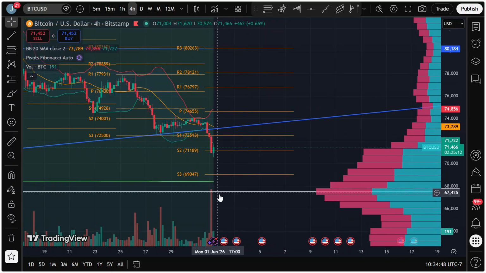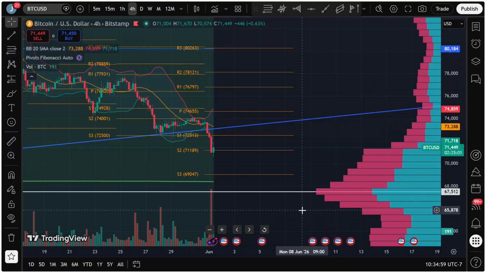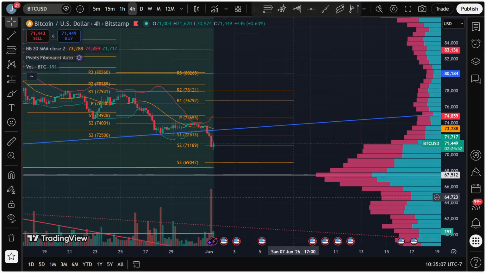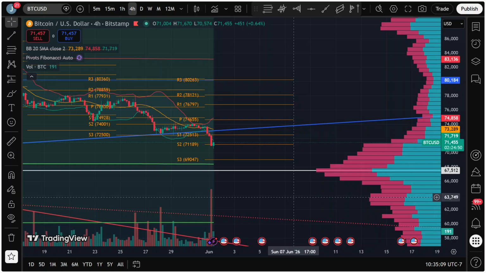And then the other most important thing is this guy right here. This is the point of control on the anchored volume profile, at least since I set it, which I believe was like last December or something like that. It is right here at about 67.5K. Which just means that's the highest point of volume on the chart. So that's where the most people have had strong conviction to press the buy or sell button. And it's going to be important.